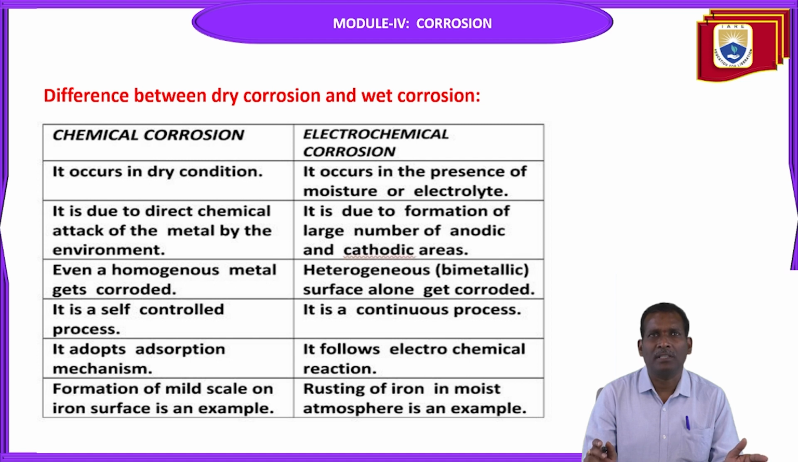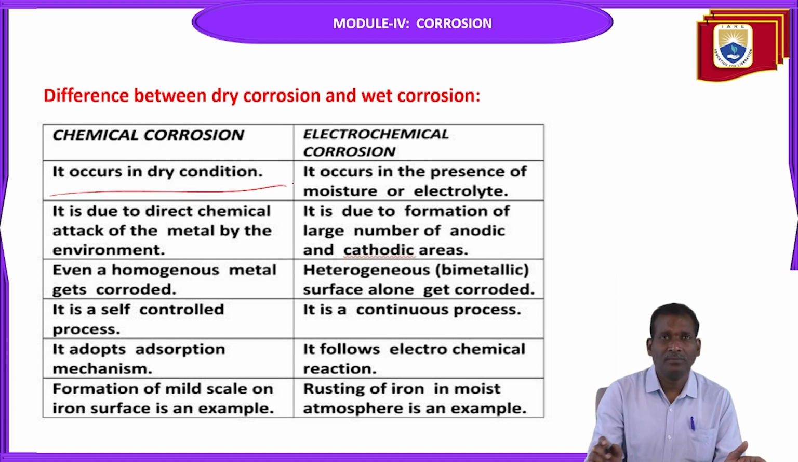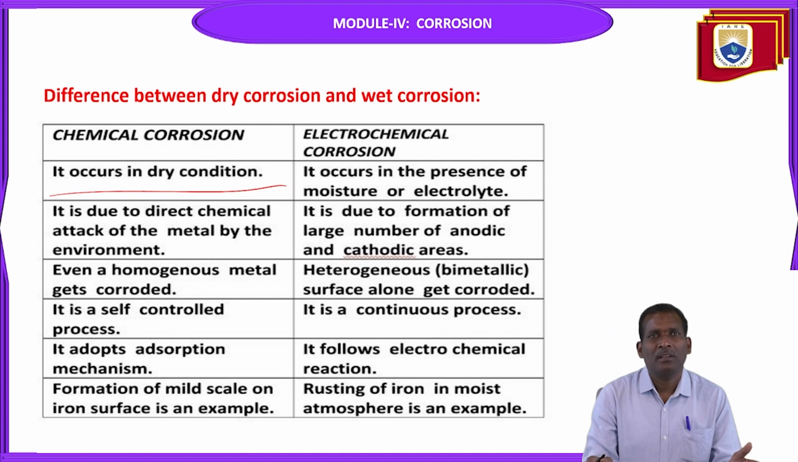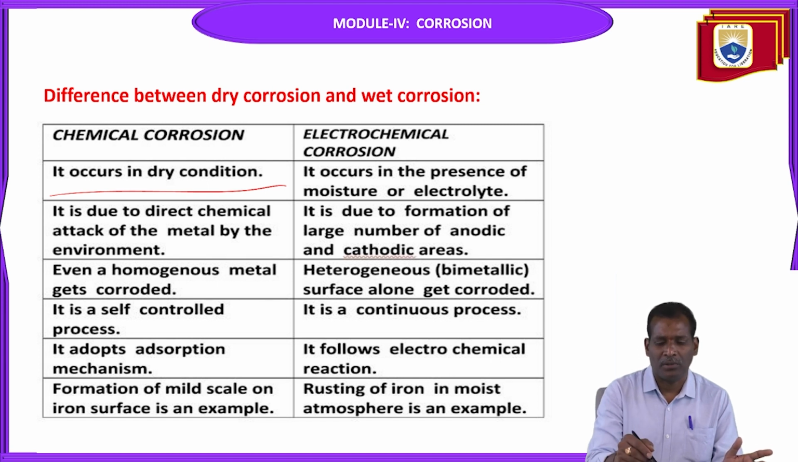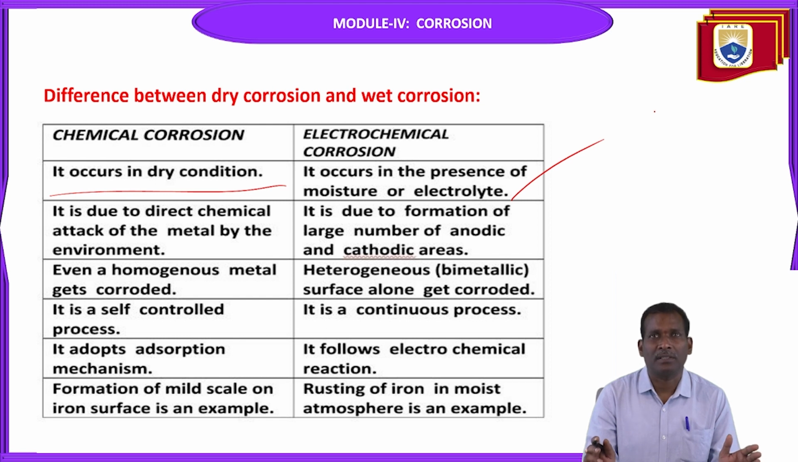So the first difference is that dry corrosion occurs in dry conditions, not in liquid medium. You do not use any electrolyte. But electrochemical corrosion occurs only in the presence of moisture or electrolyte. So the electrolyte is compulsory for electrochemical corrosion or wet corrosion. But in this case, it happens in a dry condition. And the second difference is that dry corrosion is due to direct chemical attack of the metal by the environment, but wet corrosion is due to the formation of a large number of anodic and cathodic areas. We have seen this in previous slides.